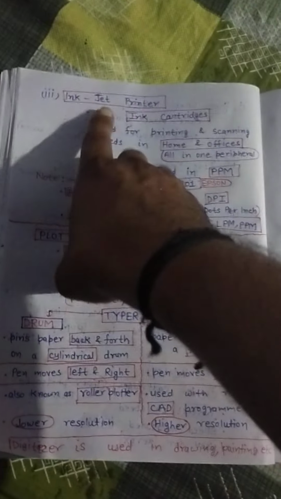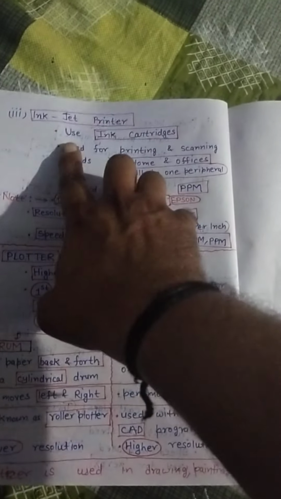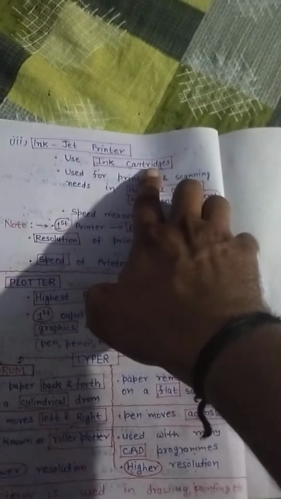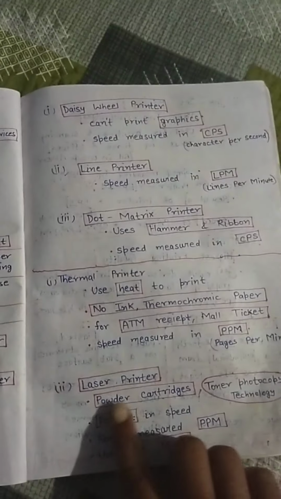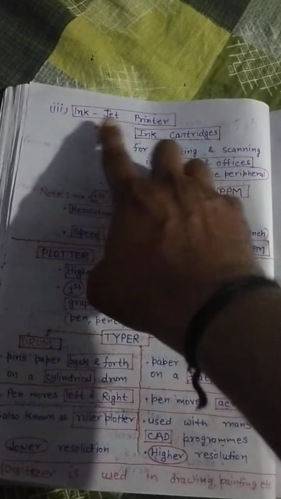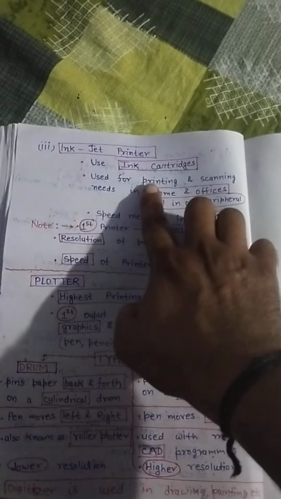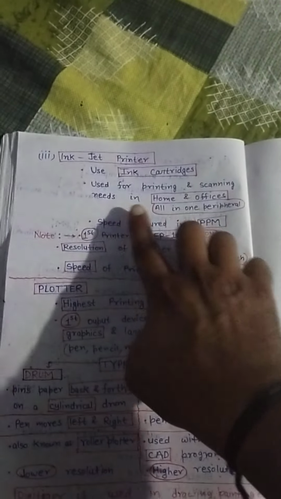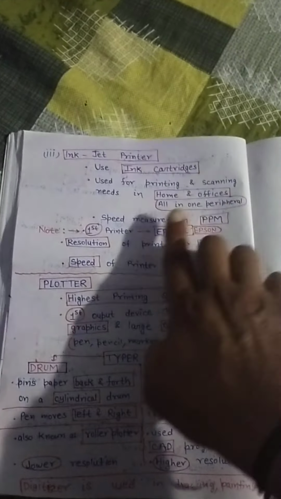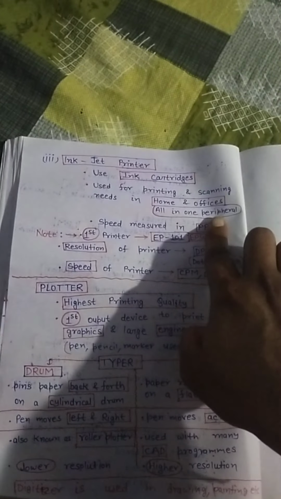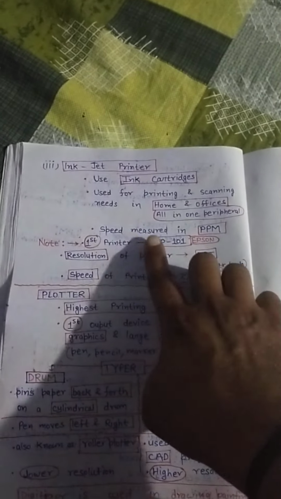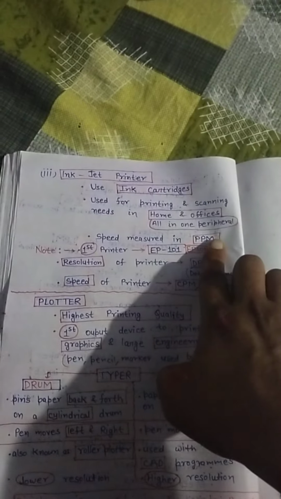Next, inkjet printer. It uses ink cartridges. Here we used powder cartridges in the laser printer, but in the inkjet printer we use ink cartridges, used for printing and scanning needs in homes and offices, as an all-in-one peripheral. Its speed is measured in ppm.